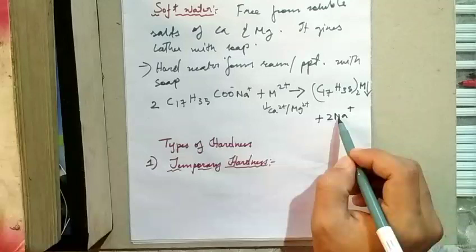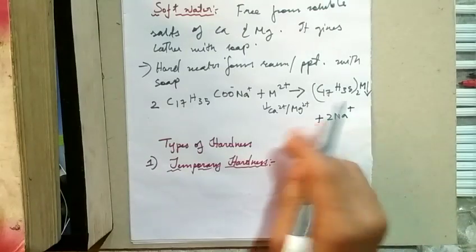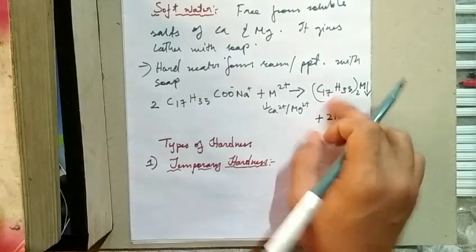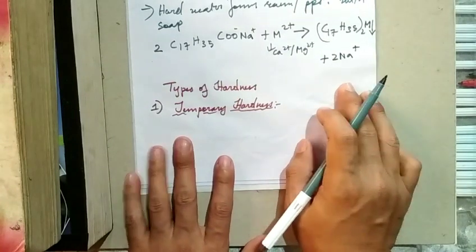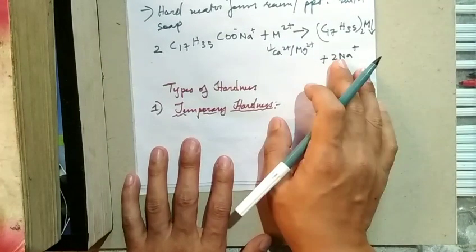And 2Na plus as a side product. So this insoluble product you can remove. Now, types of hardness: temporary hardness and permanent hardness.